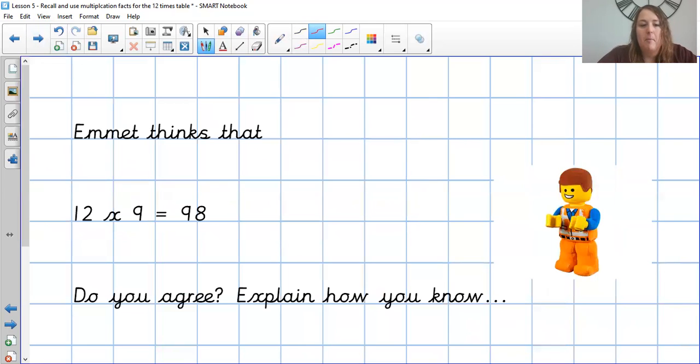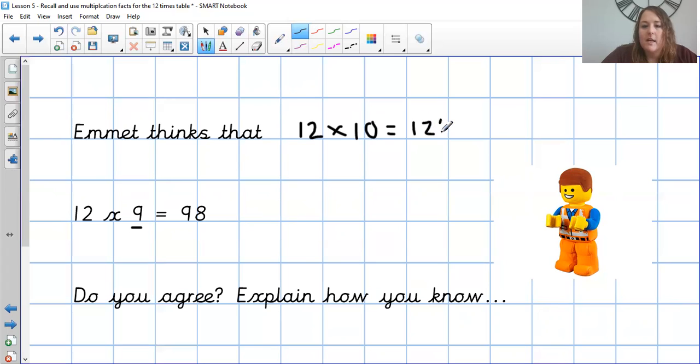Okay, our Emmet problem today. Emmet thinks that 12 times 9 is 98. Do you agree, and can you explain how you know? Okay, hopefully you can think about the ones that we know. So again, I always go back to the ones I know that are close to my number. So it's asking for 12 times 9, and I know quite easily that 12 times 10 is 120.